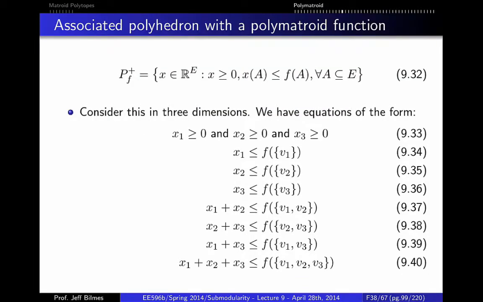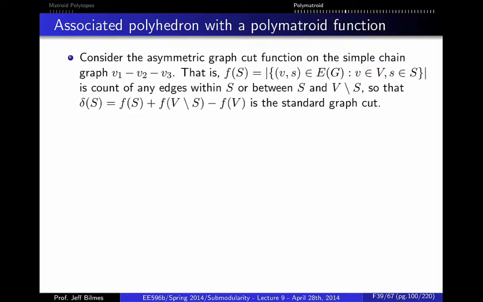So let's look at the polyhedron associated with the polymatroid function. Let's do this in 3 dimensions. So we've got the non-negative orthant. We've got the 3 axis-parallel constraints. You've got these 3 planar negative 45 degree constraints, and we've got this constraint here. So what might these things look like?